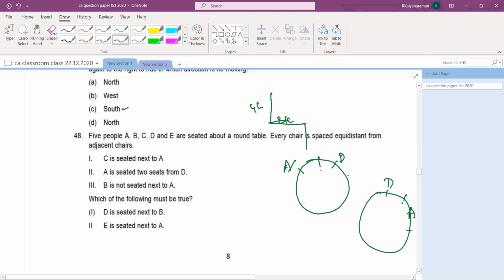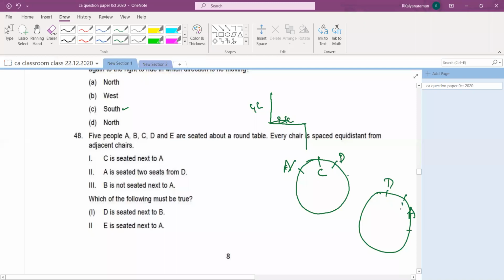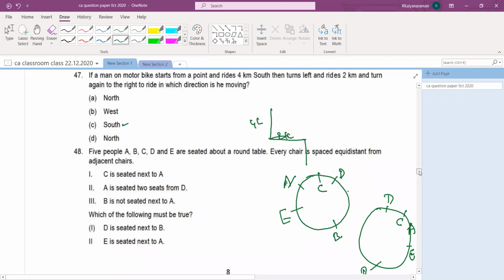C is seated next to A. So C can be either here or here. So C is here, for example. So obviously, who are the other people here? Here only E can come, here B can come. Similarly, here if you go, here E can come, here B can come. So obviously D is seated next to B. I hope all of you understand. Any doubt, please ask.